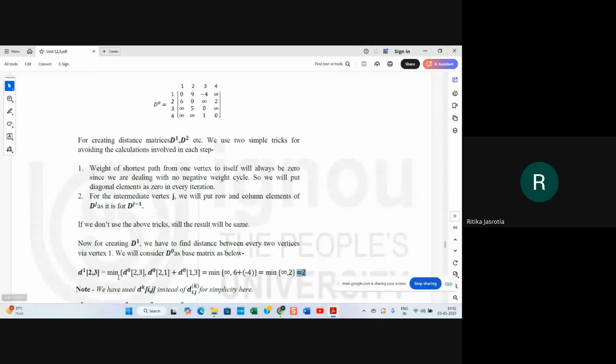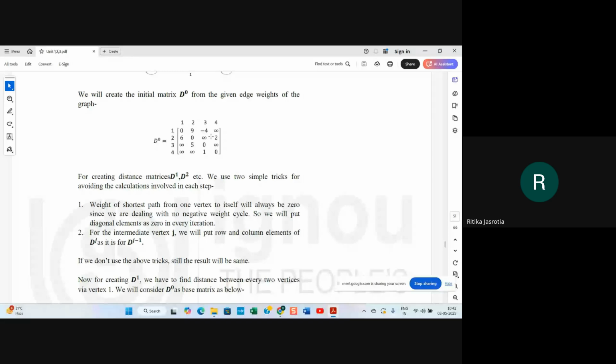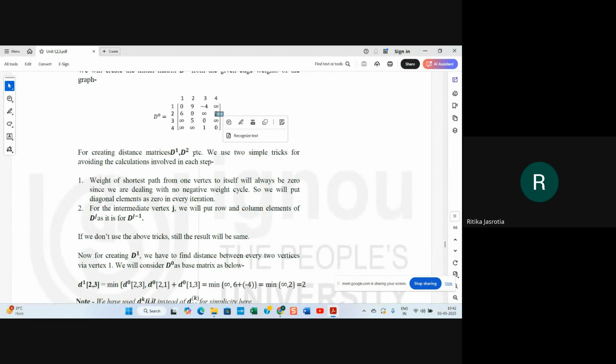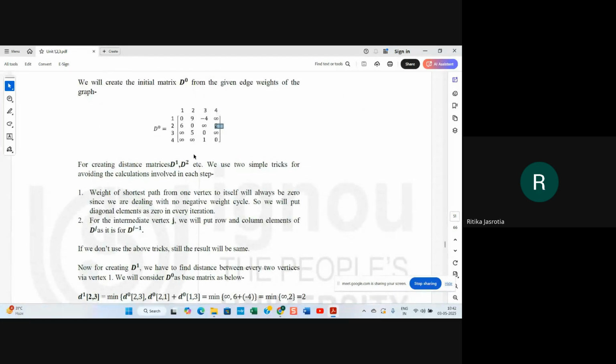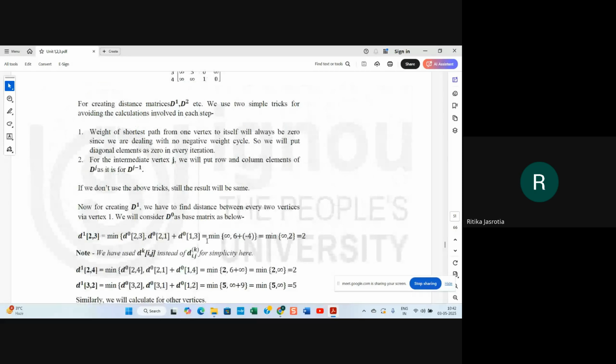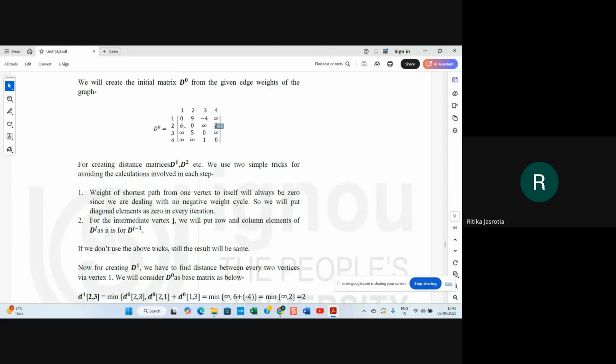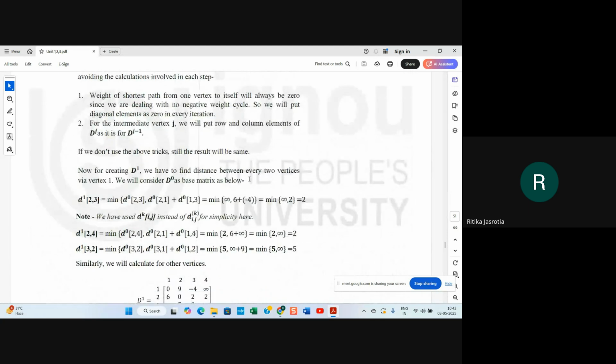Now D2 4. So D0 2, 4 is 2, and the other values are D0 2, 1 and D0 1, 4, which is infinity. So 6 plus infinity will be infinity. So the minimum will be 2 only. Like this they are saying.